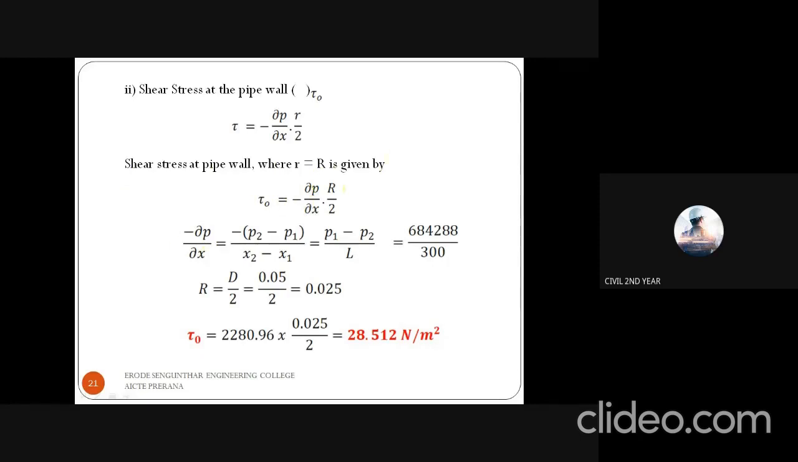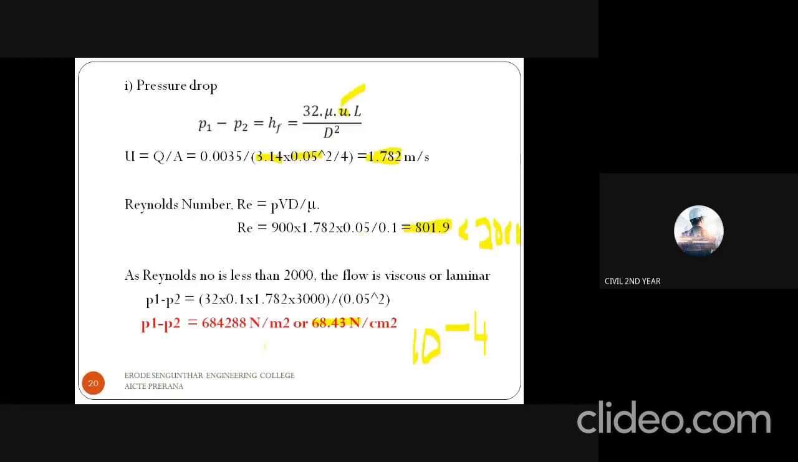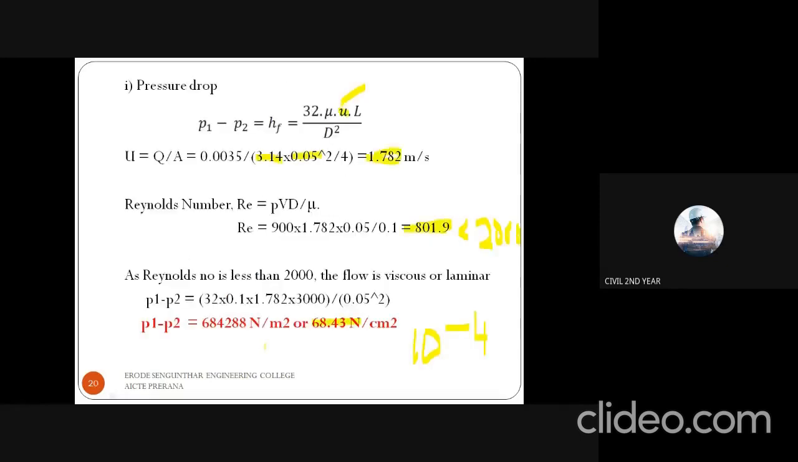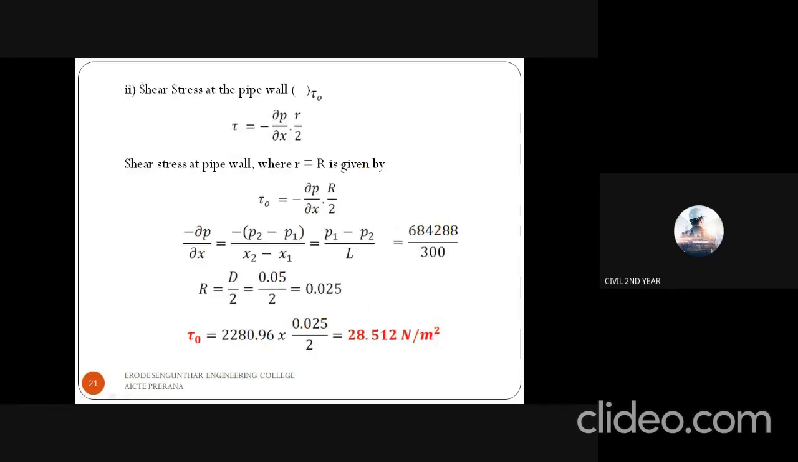So we have minus dou p by dou x. There is a difference between pipe 1 and pipe 2, so we have to convert in terms of sections. So P2 minus P1 divided by X2 minus X1. It's the minus, so bring it into the bracket: minus will be positive, positive will be negative. So P1 minus P2 divided by L. P1 minus P2, we already found out here, 68.43 Newton per centimeter square, or 684,288 Newton per meter square. So substitute here 684,288 divided by 300.